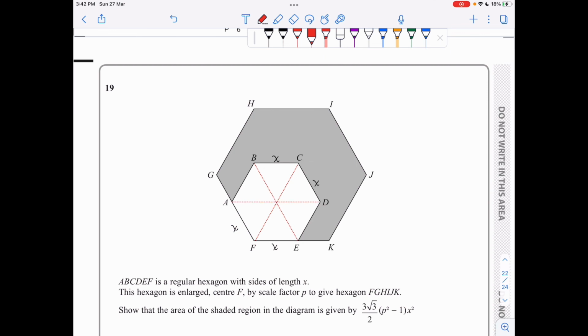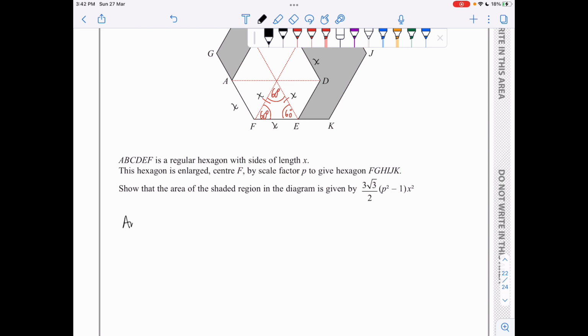we can notice that we've got 6 equilateral triangles formed. The reason that they are equilateral is that these are surely isosceles. The 6 angles here add up to 360 and they are all the same, so this must be 60 degrees. So this is also 60 degrees and this 60 degrees, and therefore the sides are x. So I can easily say that the area of hexagon ABCDEF will be 6 times the area of a triangle.